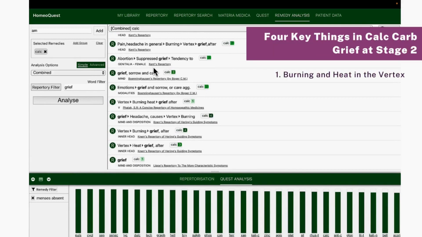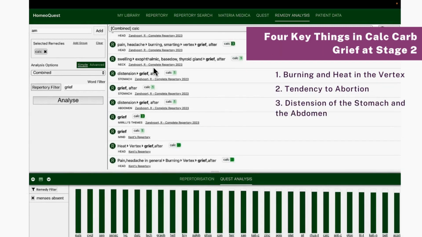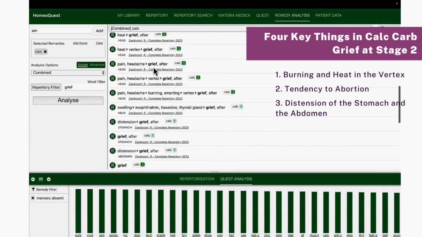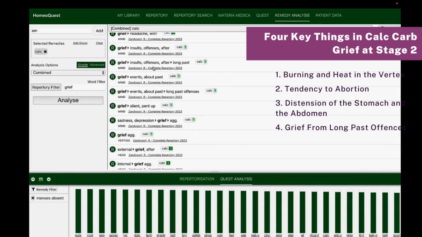You have burning and heat in the vertex or some sort of peculiar headache after grief. You have tendency to abortion after suppressed grief. You have distension of the stomach and the abdomen after grief. And then you have grief from long past offenses. 4 key symptoms, that's your Calc Carb grief.